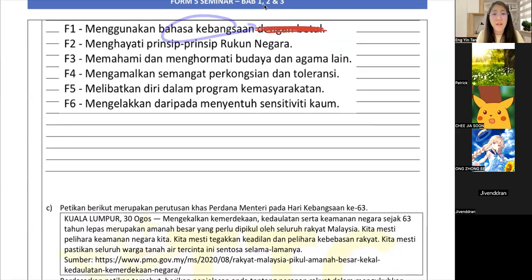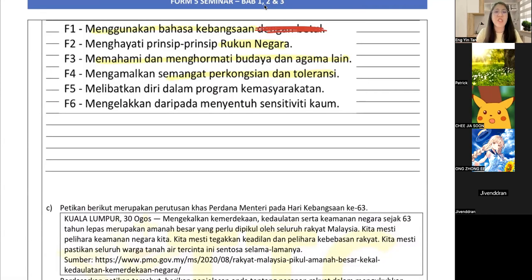Speak the same language. Bahasa kebangsaan, so that we can communicate. Okay. So respect each other's budaya and religion. Someone just mentioned. Speak the same language. Prinsip rukun negara. Semangat perkongsian and toleransi. You see? You can use another way around. Another way. Don't say tidak.